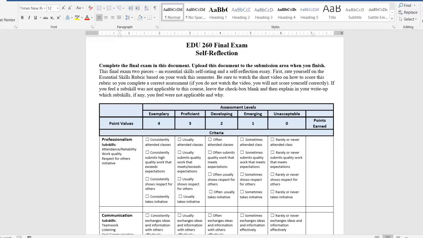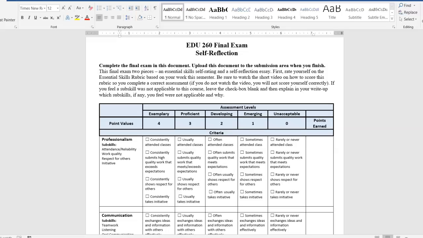This is a short video discussing the final exam and how to score yourself on the Essential Skills rubric. Your final exam has two parts. The first part is to actually evaluate yourself on the Essential Skills rubric, and the second part will be an essay reflection, all of which will be completed in this document and then submitted to Blackboard.